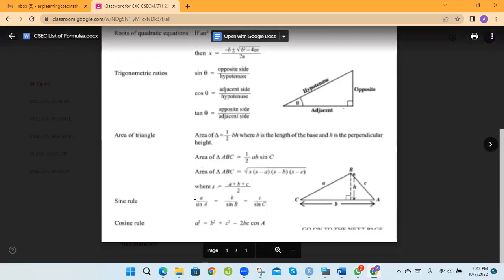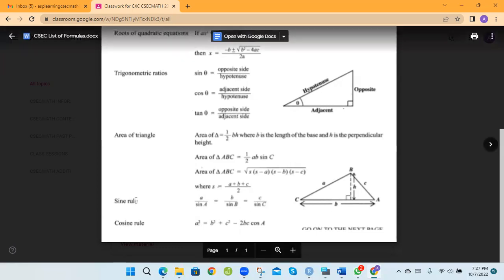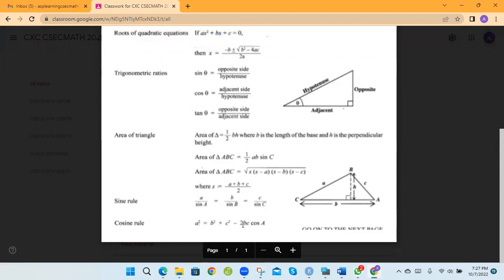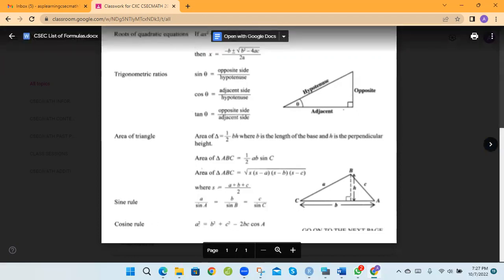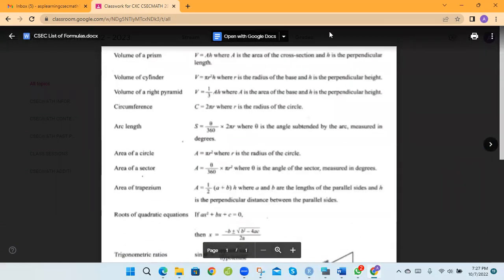So a over sine capital A is equal to b over sine capital B is equal to c over sine capital C. That's the sine rule. And a squared is equal to b squared plus c squared minus 2bc cosine A. That is the cosine rule. So here you have the list of formulas. That is what CXC is going to give us in the exam.